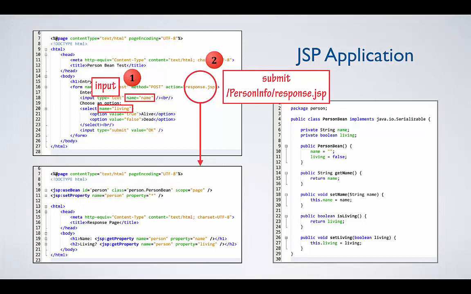Inside the response.jsp file, the JSP:setProperty tag uses the parameters from the form to set the fields of a new person bean object. Finally, the JSP:getProperty tag gets the value of those fields and prints them out as text strings.